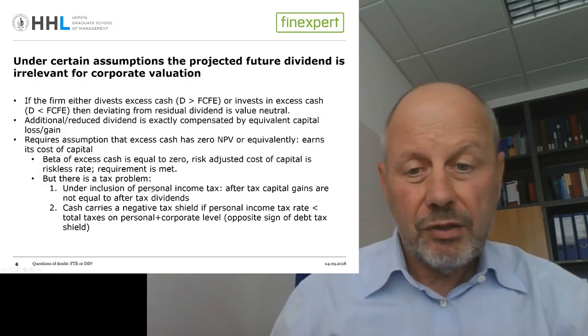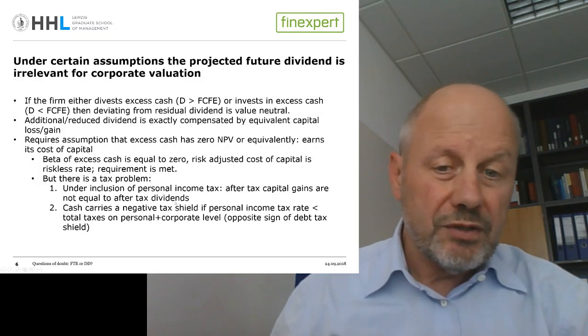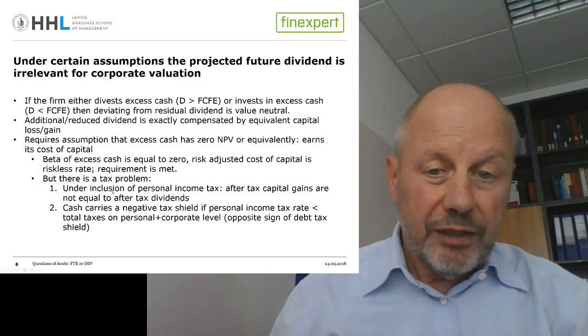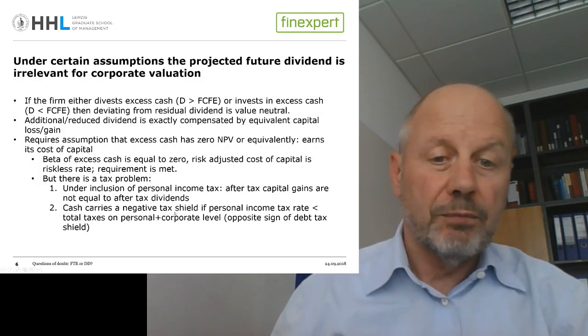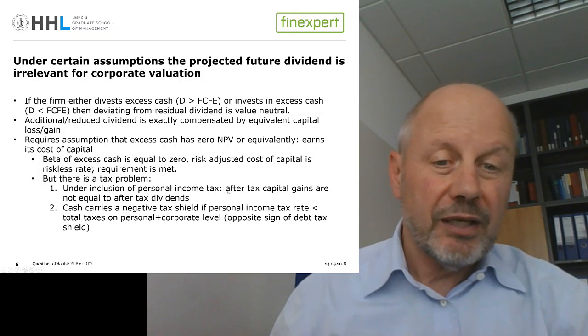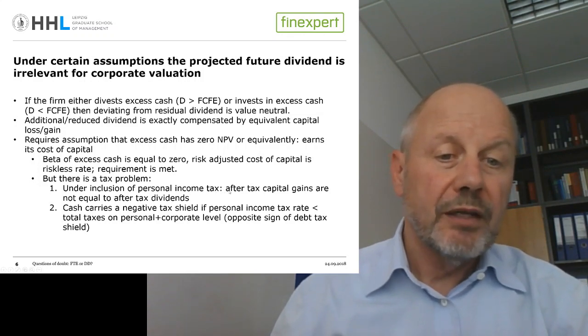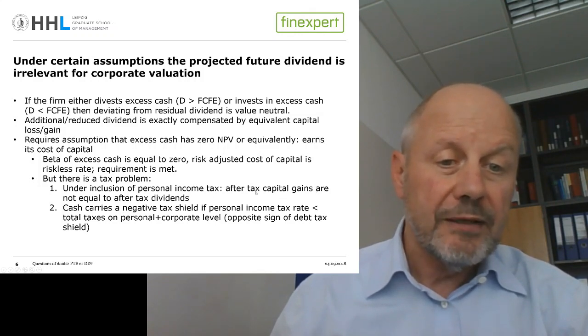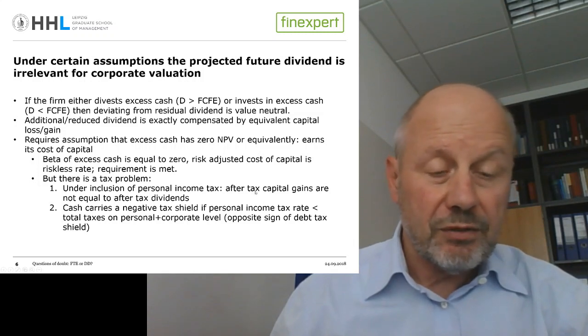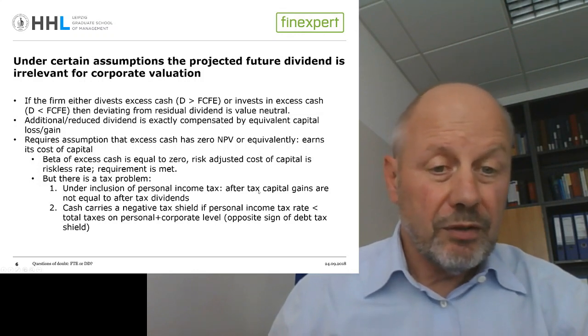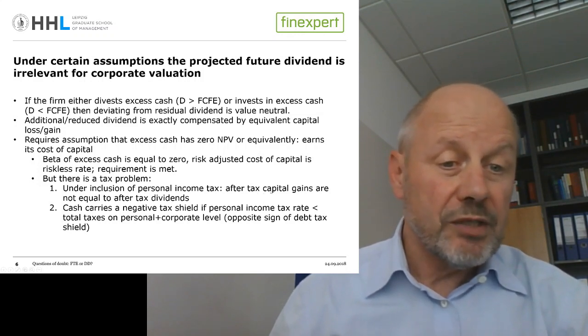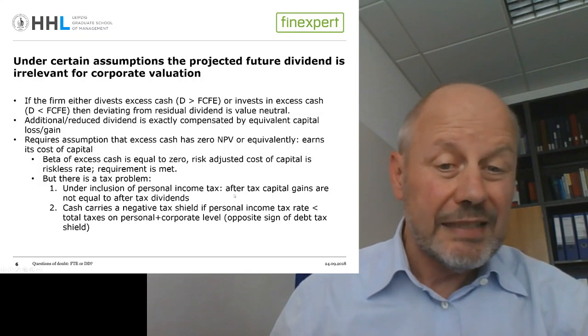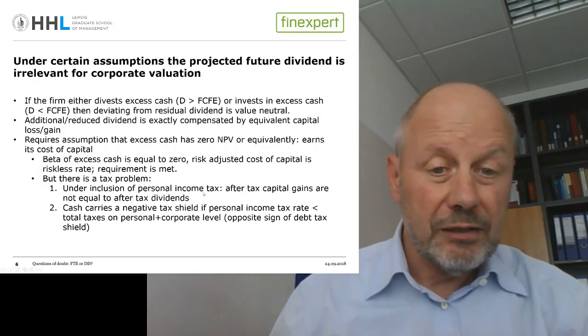Things change if we introduce taxes. So there are two different tax problems. The first one is the minor one. If we take personal income taxes and corporate taxes into account, then the personal income taxes yield the result that there is a wedge between the after-tax capital gains impact and the after-tax dividends impact. And the reason is that usually the effective tax rates on capital gains is lower than the effective tax rates on dividends, because investors can postpone the taxation. Usually capital gains are taxed when you sell your stock, and that of course is later compared to the taxed dividend, and that yields this wedge between the two.